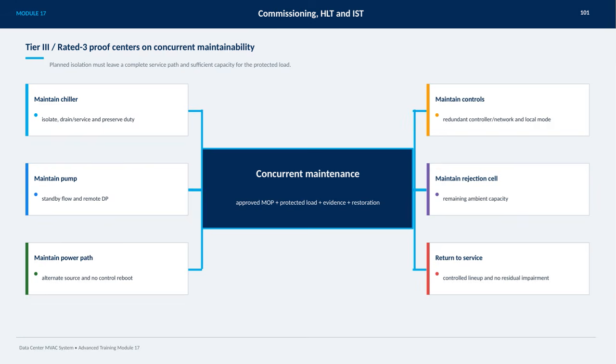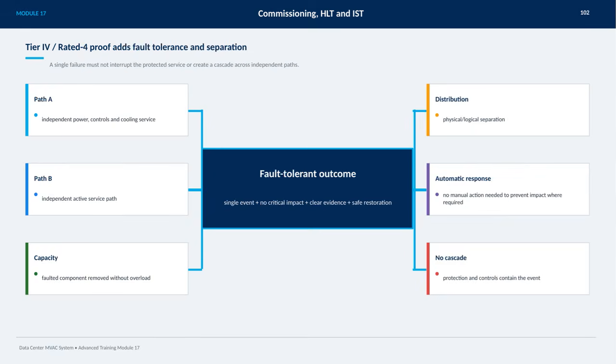All of these steps must follow an approved method of procedure, ensure the load is protected, be backed by evidence, and include full restoration, which defines true concurrent maintenance in these facilities. On this slide, we're focusing on the key features of a Tier 4 or Rated 4 data center infrastructure. The main idea here is fault tolerance and separation to ensure continuous operation. What that means is, if there's a single failure, it must not interrupt the protected service or cause a cascade of problems across independent systems.